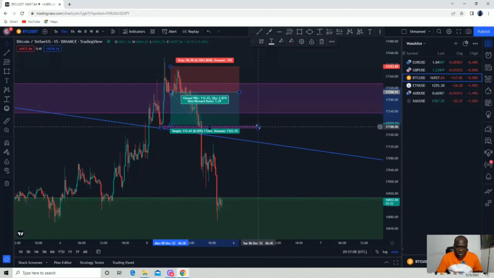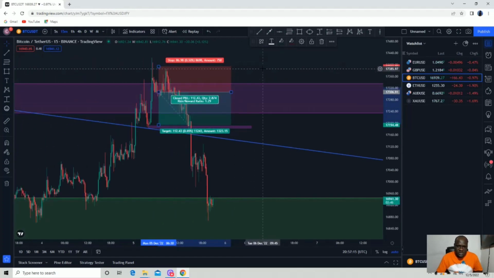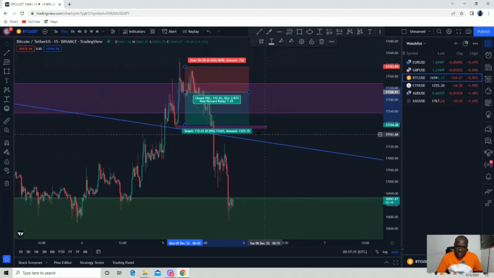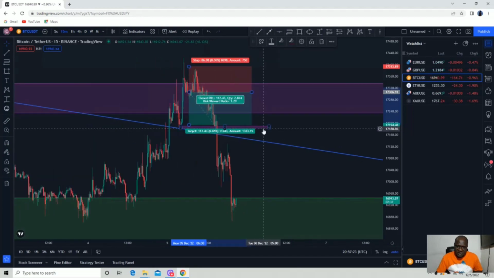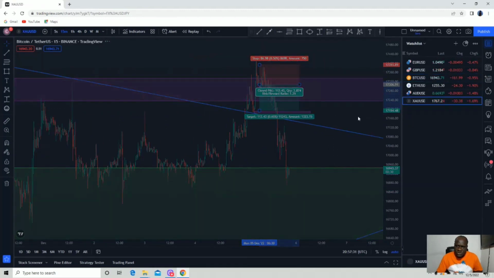I actually took this trade on BTC, and though I didn't open a big lot, I made some money from it. So you see, that is it. BTC went as planned. Then let's go to, I think I did my technical analysis on gold too. Let's check gold and see what is happening.